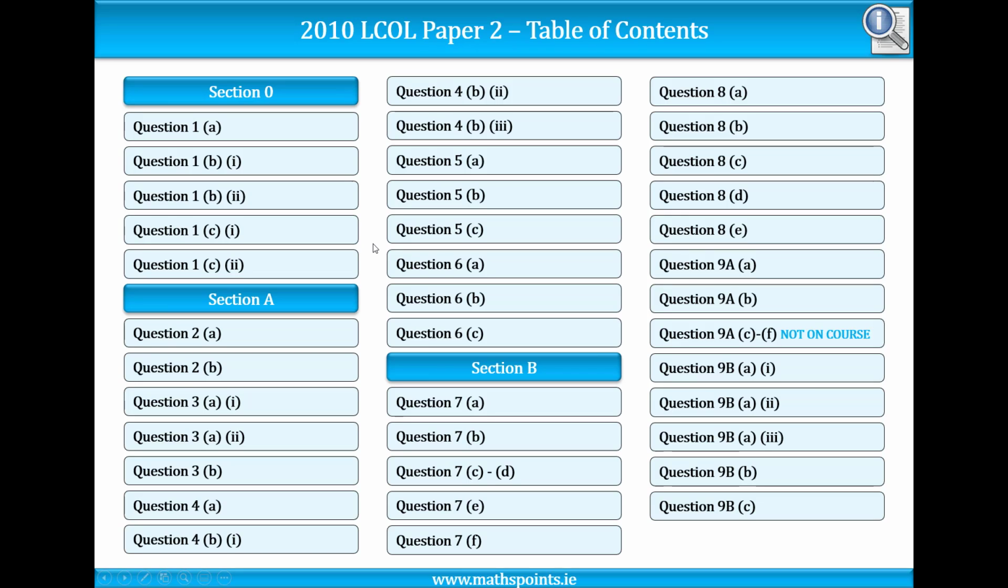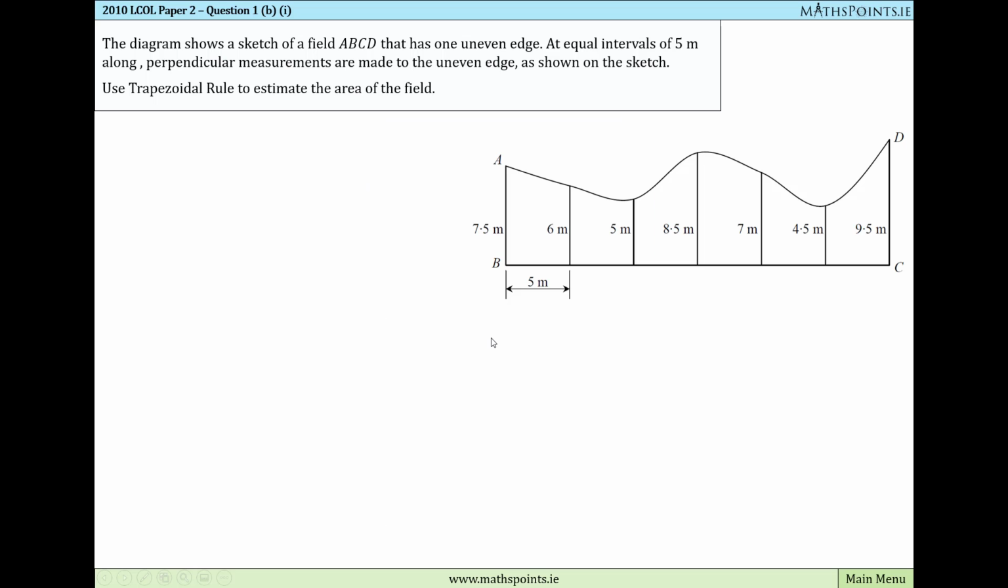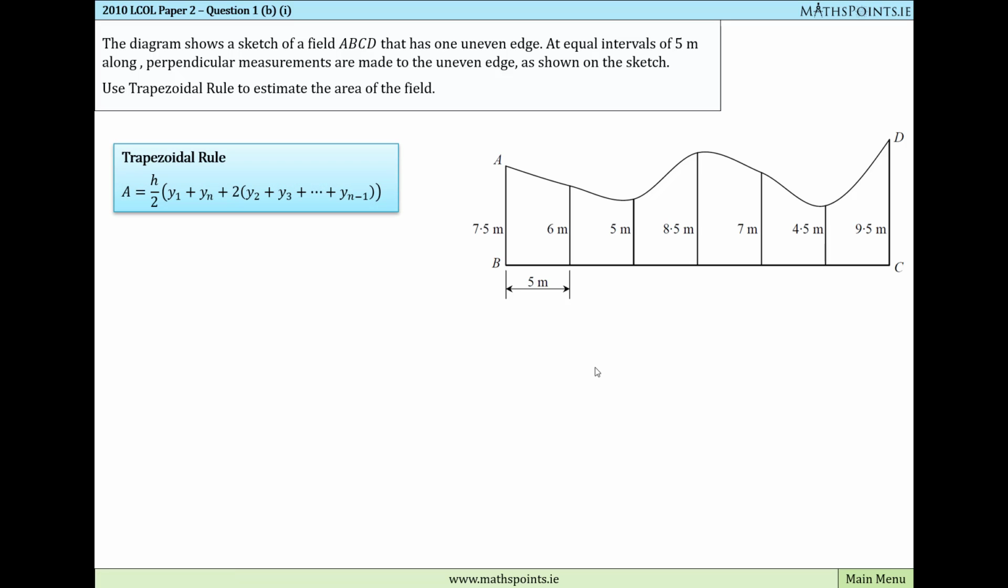So let's take a look at this trapezoidal rule question from the 2010 Leaving Cert Ordinary Level Paper 2. The diagram shows a sketch of a field ABCD that has one uneven edge from A all the way through this curved line all the way over to D. And so to find or estimate the area of a shape like this, we need to use the trapezoidal rule, which is a formula that's in our tables book.